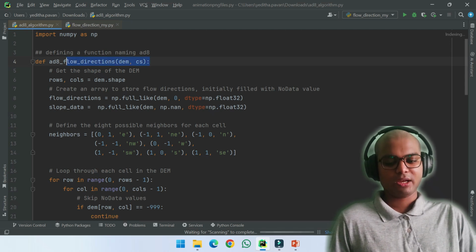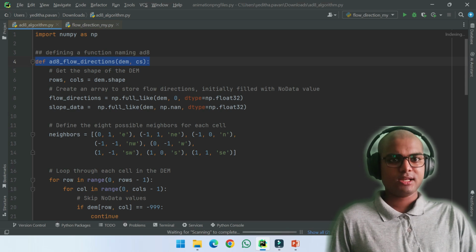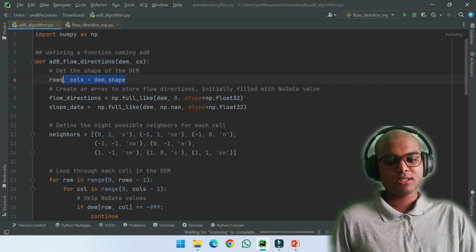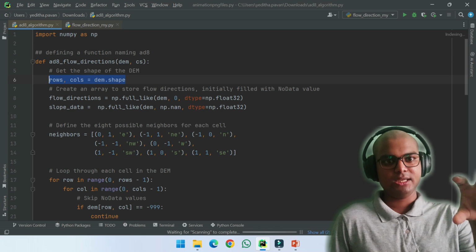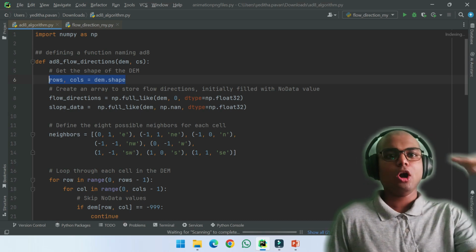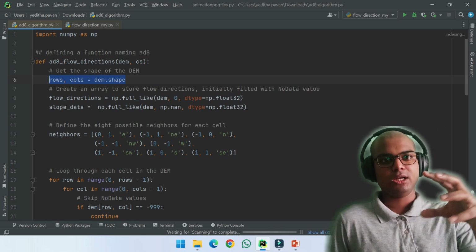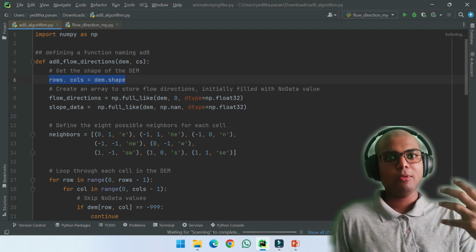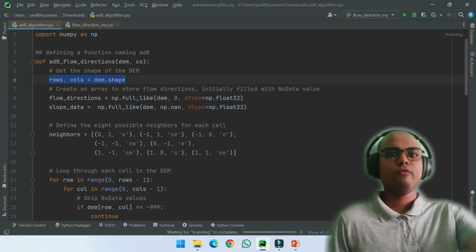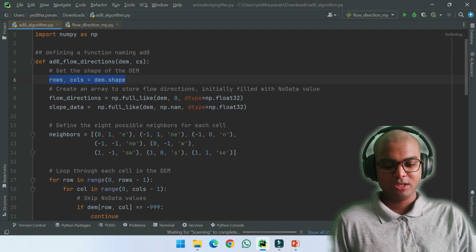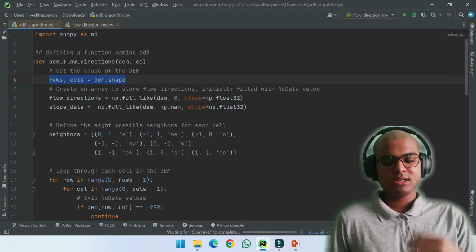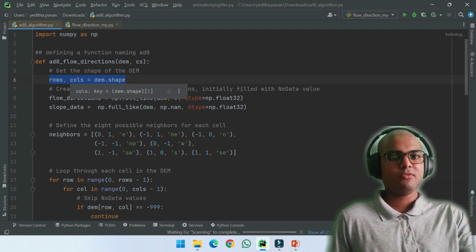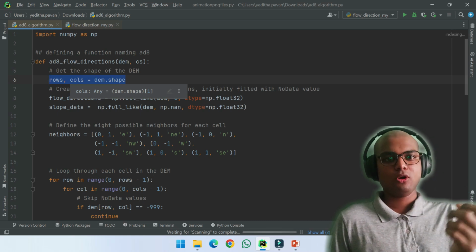So that is what I'm defining here as a function, and what I'm doing in the next line is, firstly, I'm trying to understand what is the size of my DEM so that I can know how many rows and how many columns of data I need to iterate to be able to determine the whole flow direction in the basin. So here I'm just saying DEM dot shape, which gives us the rows and columns of our data sets.